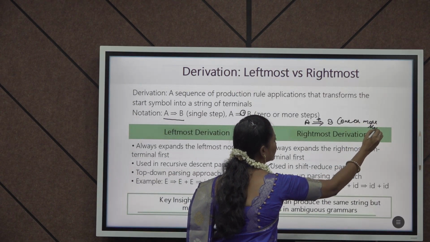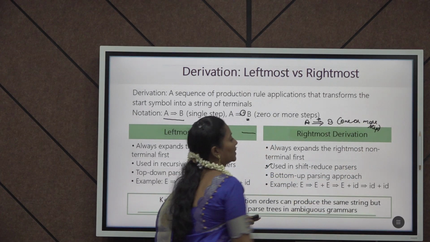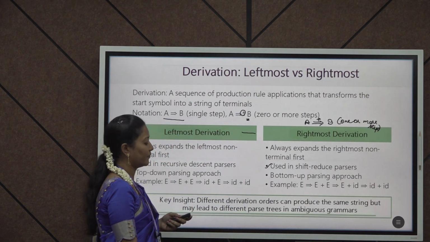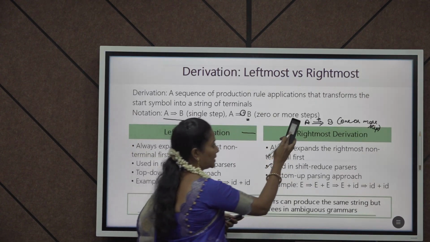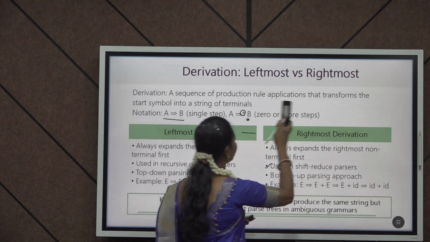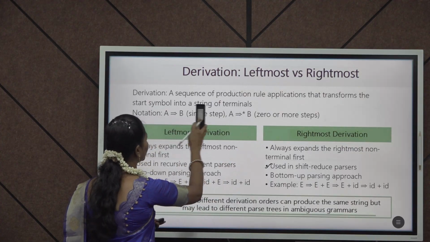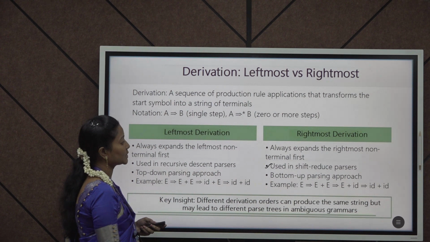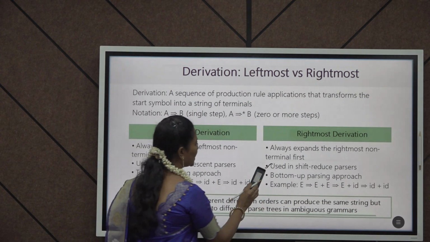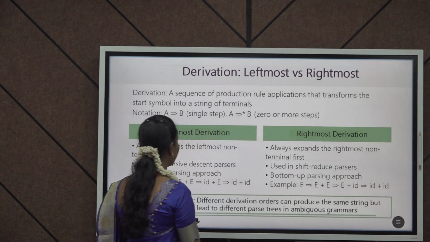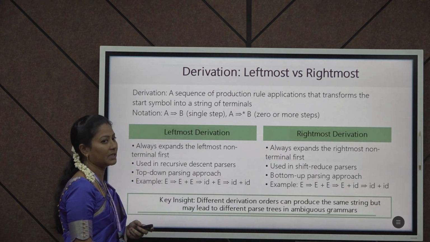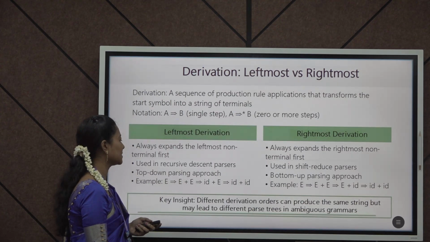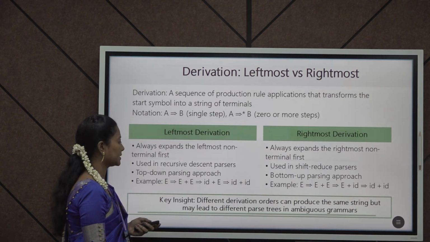So derivations are used to understand which non-terminal can be replaced in order to obtain the valid string. There are two types of derivations, leftmost derivation and rightmost derivation. In leftmost derivation, we have to find the leftmost non-terminal to expand. It is used in recursive descent parsers and it is a top-down parsing approach.